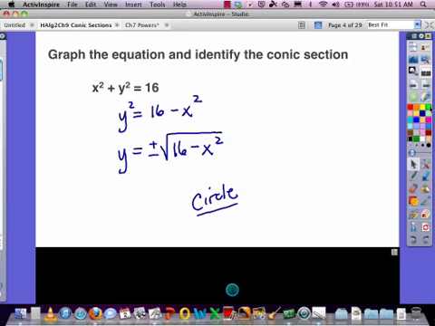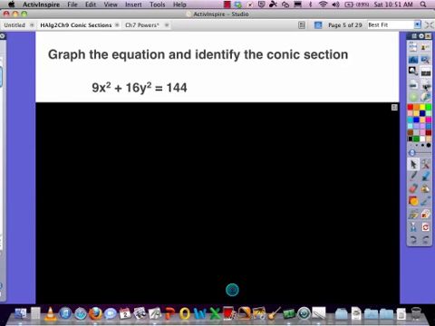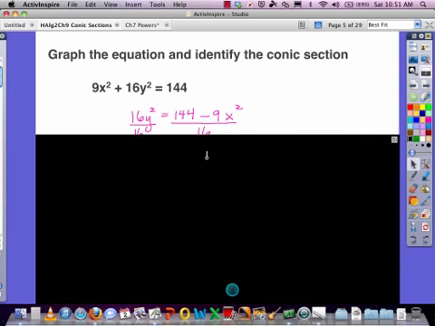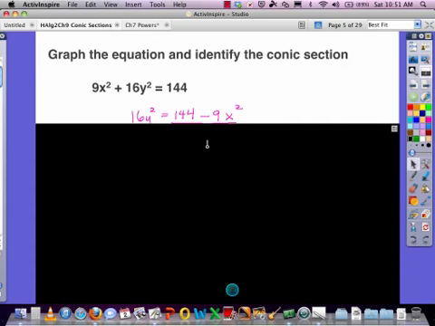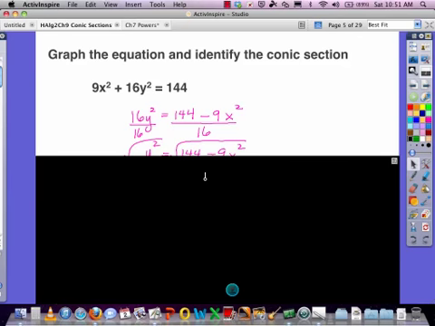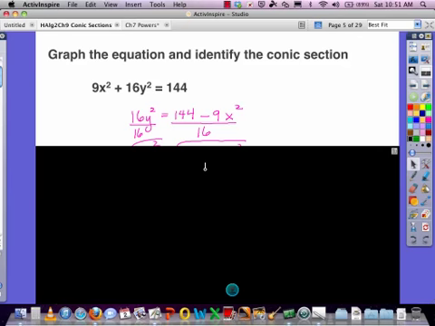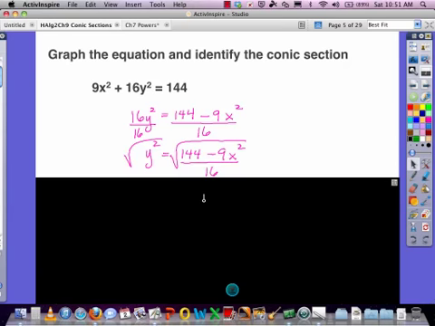Next, same thing. Different equation, few more numbers, etc. in it. So graph the equation and identify this conic section. So we'll start the same way. We want to get our y squared, our y value by itself for graphing. So first, let's move the 9x over. Divide by the 16. When we do, we'd have a y squared equals 144 minus 9x squared.